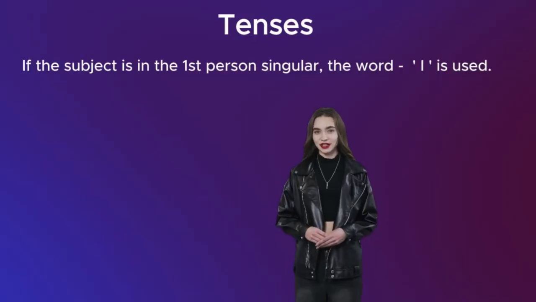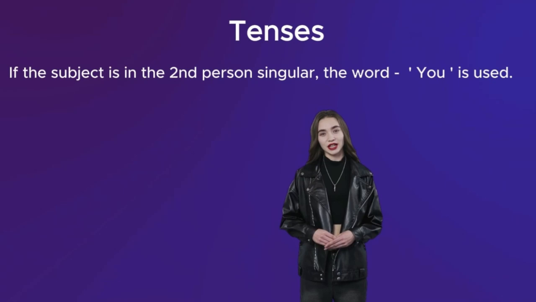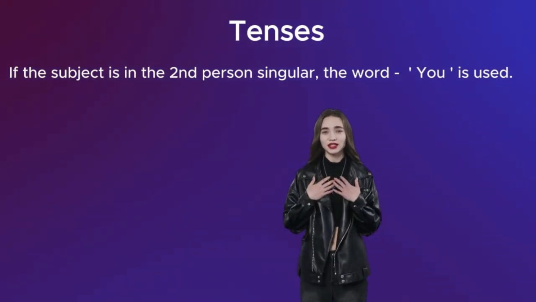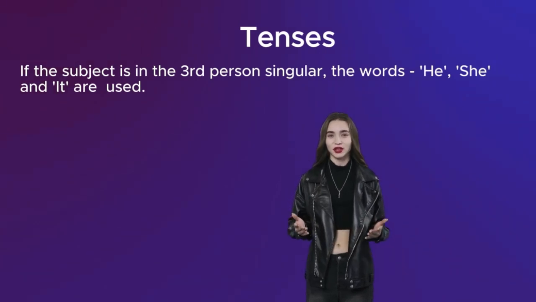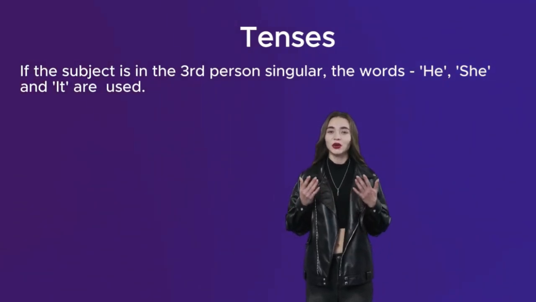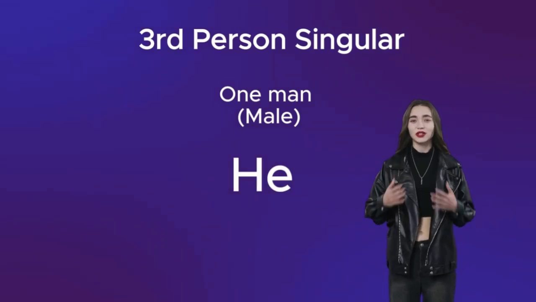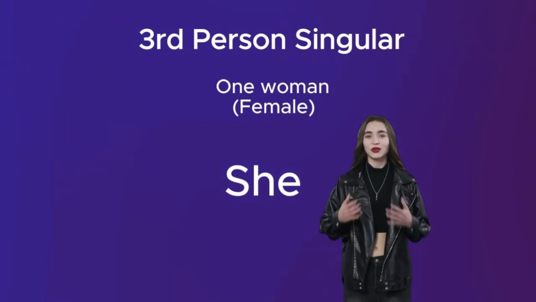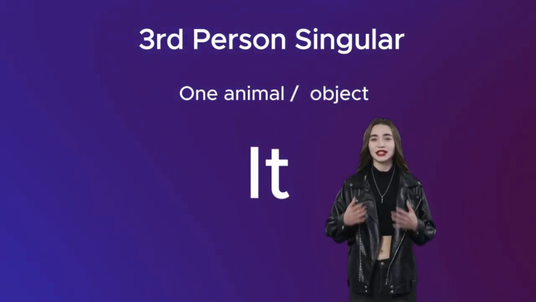If the subject is in the first person singular, the word I is used. If the subject is in the second person singular, the word you is used. If the subject is in the third person singular, the words he, she, or it are used. When talking about one man, the word he is used. When talking about one woman, the word she is used. When talking about one animal or object, the word it is used.